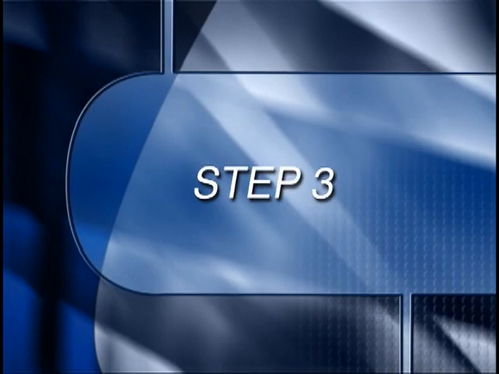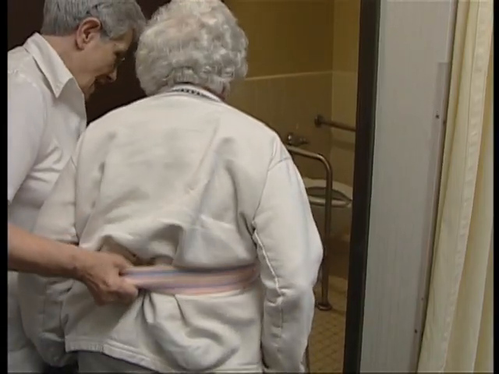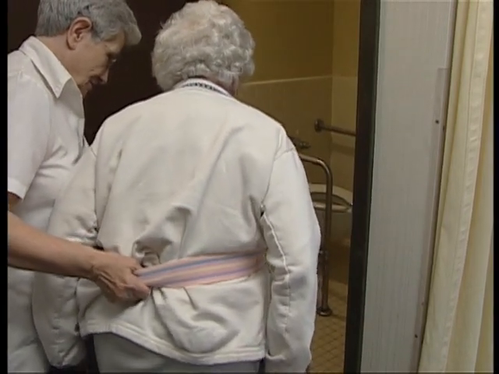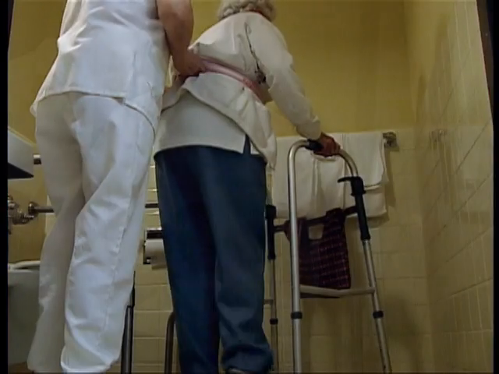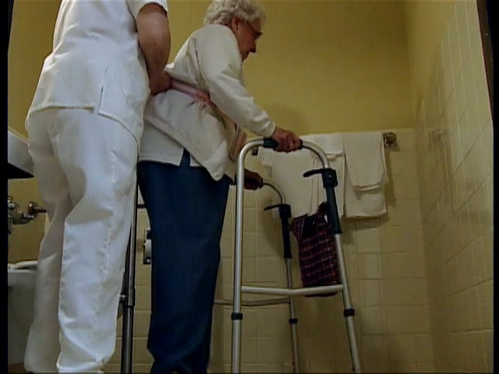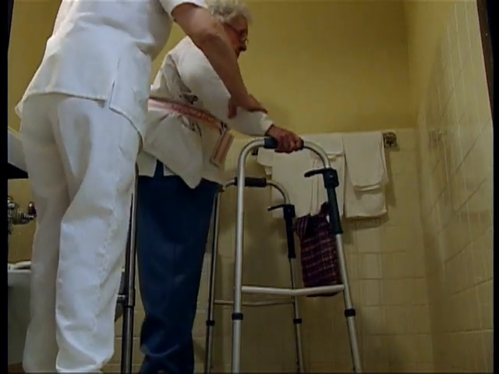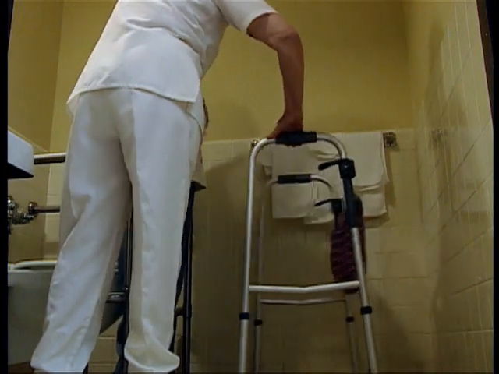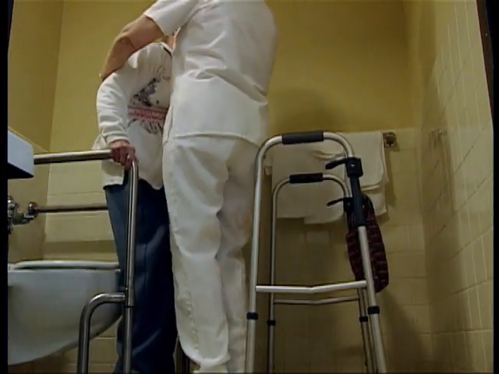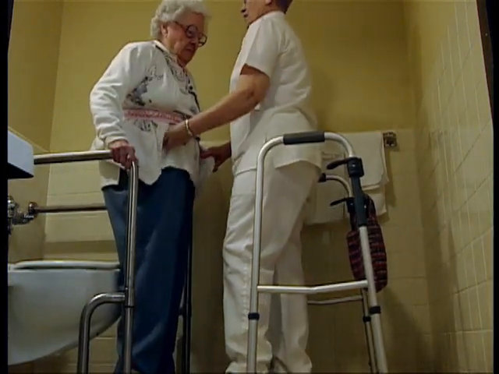Step 3. When you walk the resident, stand slightly behind and to the side. Firmly hold the belt with your hand. This will help you guide the resident and provide support as he or she is walking. Once a resident is tired or ready to stop, you can use the gait belt to transfer him or her to a chair or bed.